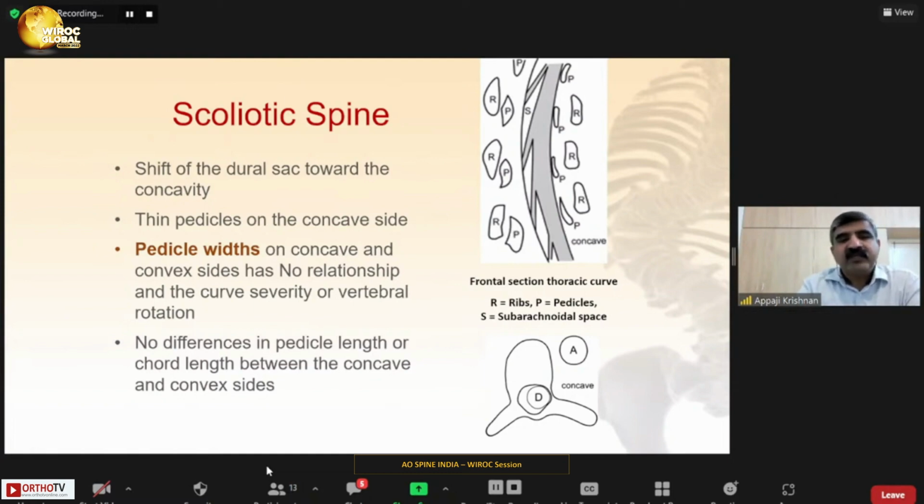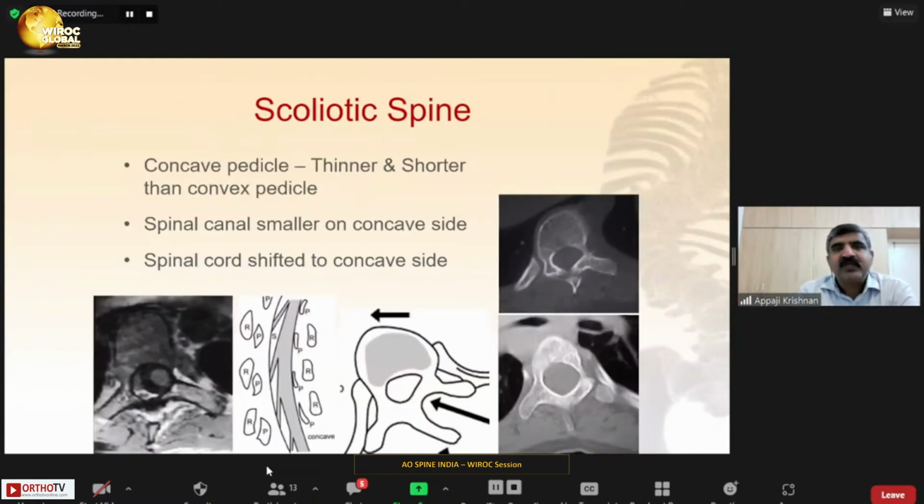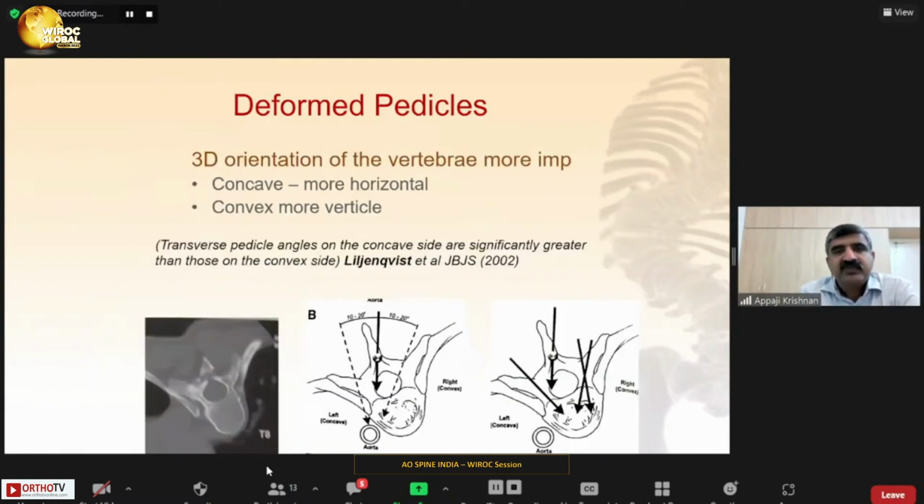No differences in pedicle length or cord length between concave and convex side. Usually once you insert in a proper technique, the length of the screw does not vary very much. So concave pedicle is usually thinner and shorter, as I said. The spinal canal is smaller on the concave side and spinal cord is shifted. So you have to be very aware not to injure the cord. And as now we use IONM, and we use IONM screw stimulations, which actually prevents all these issues.